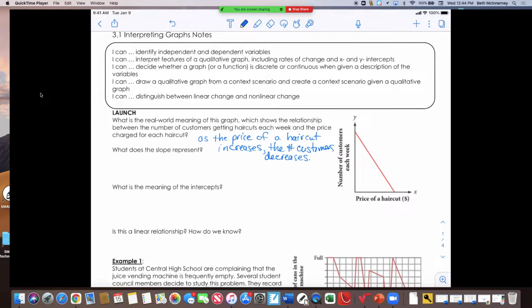So I'm not sure if any of you ever go to Great Clips, but when they have their $5.99 haircut, you see it's super crowded. The price went down, so they have more customers.